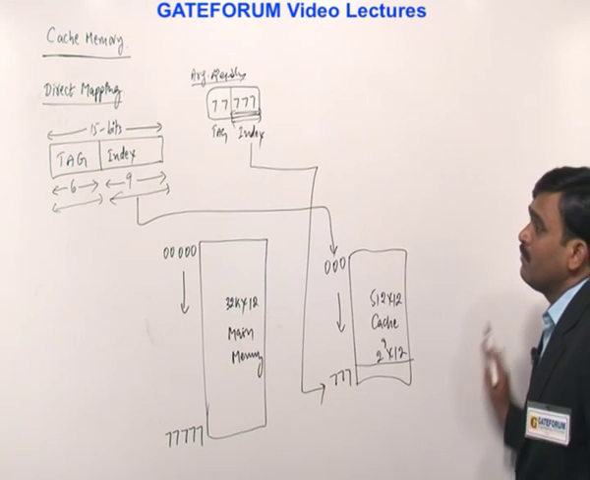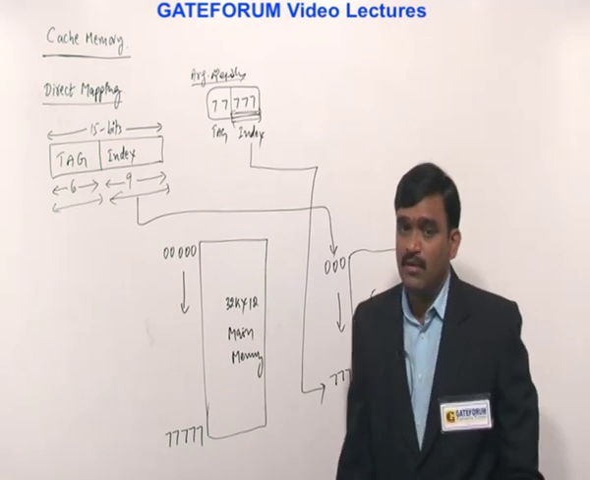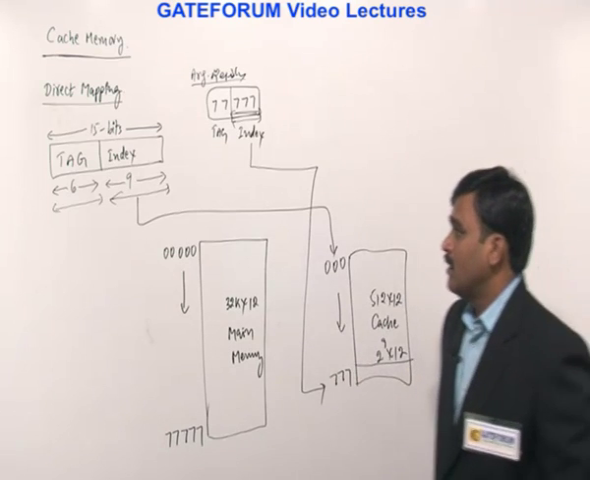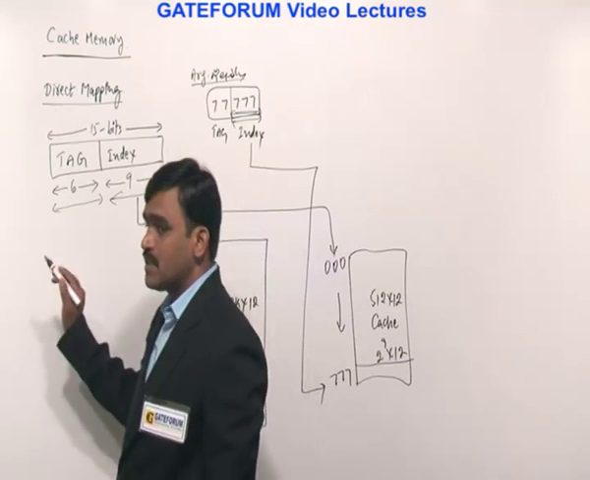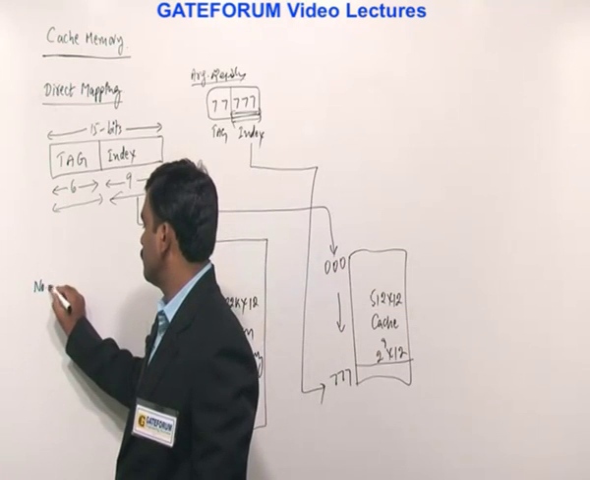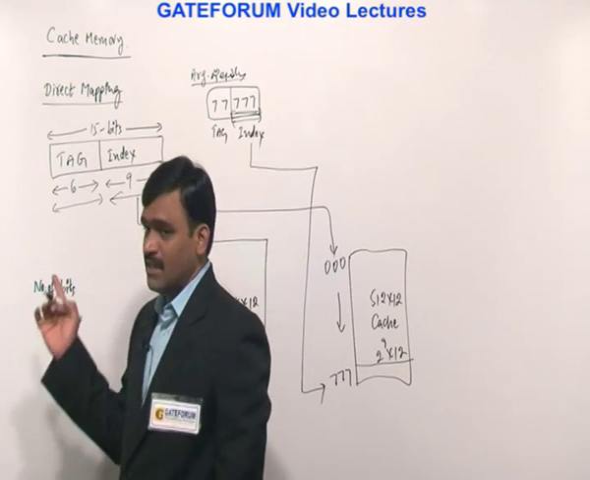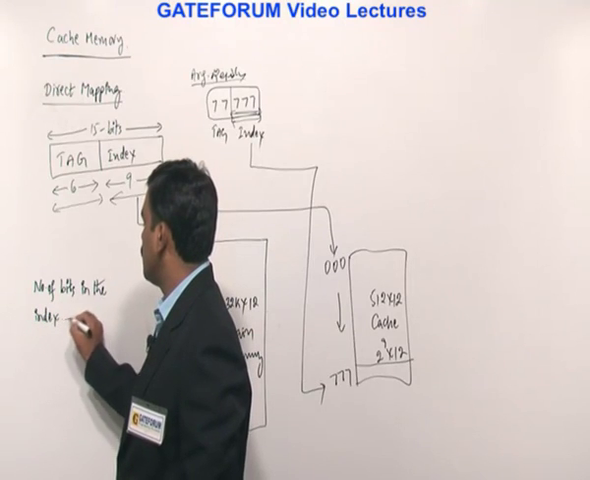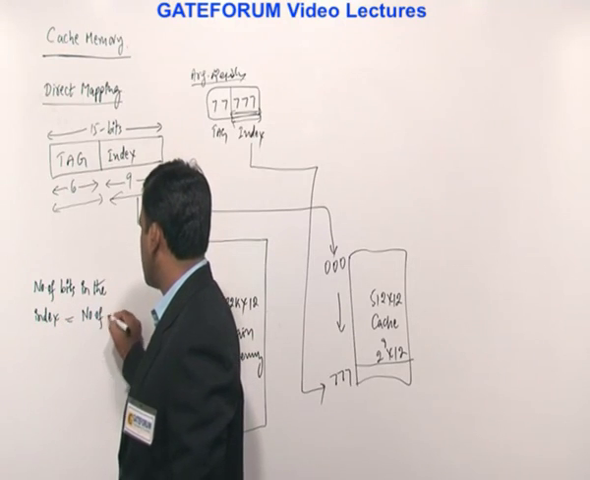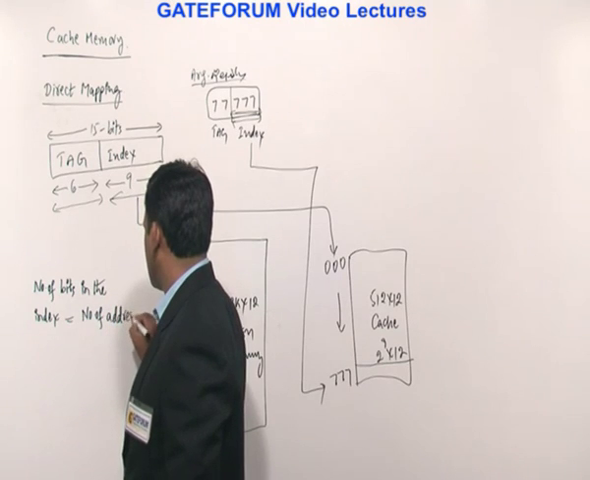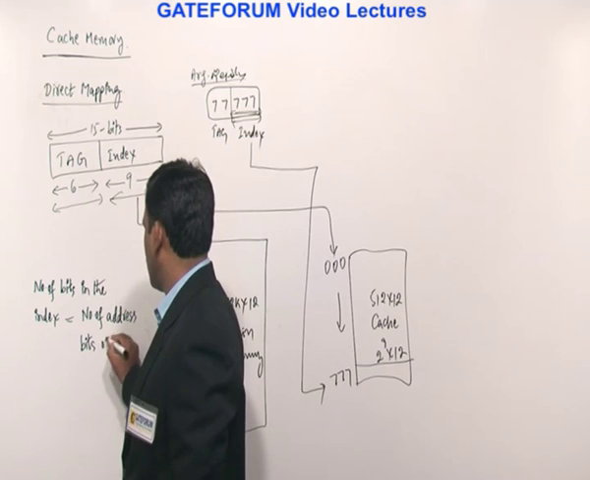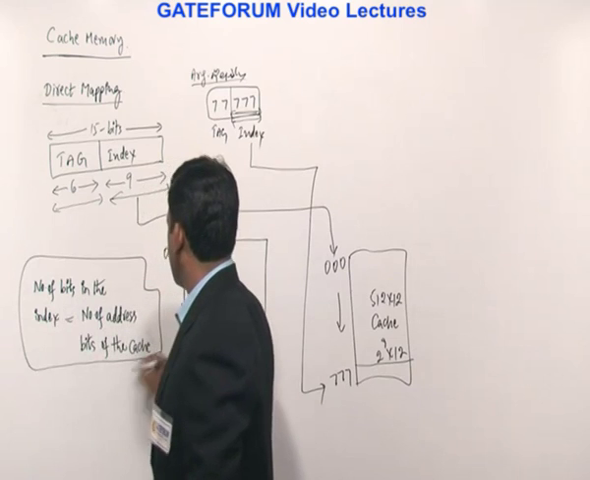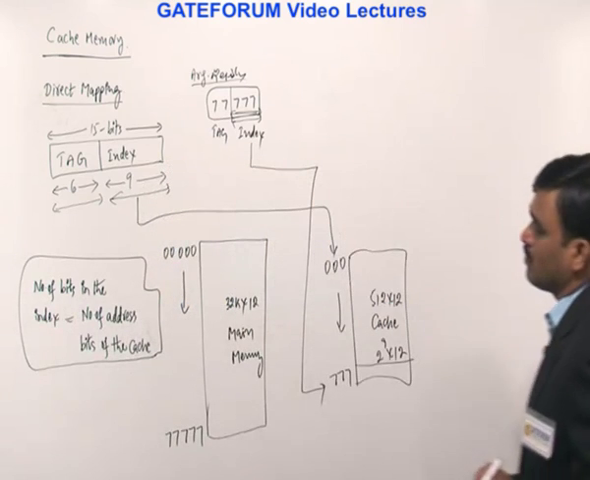So how are you dividing here now? How many bits must be used for index? The number of bits in the index part should be equal to the number of address bits of the cache. Note that point. The number of bits in the index is equal to the number of address bits of the cache, so that we can directly go to that address.